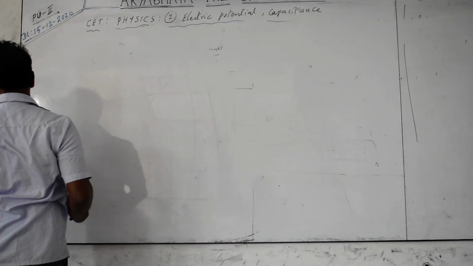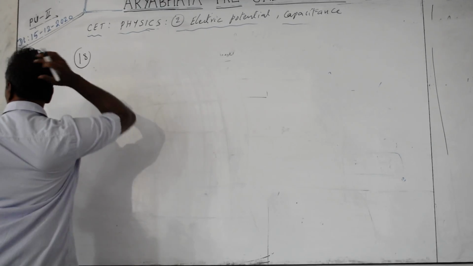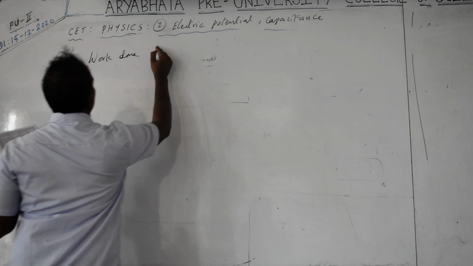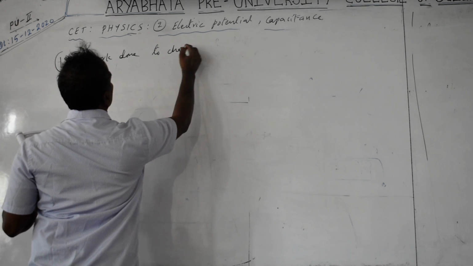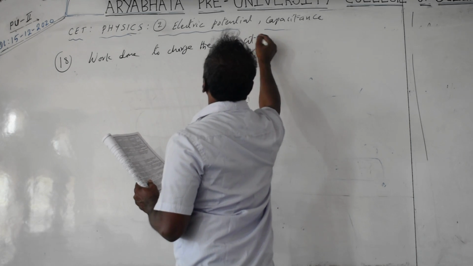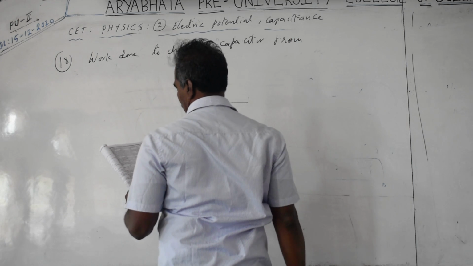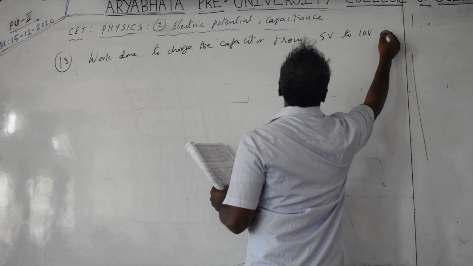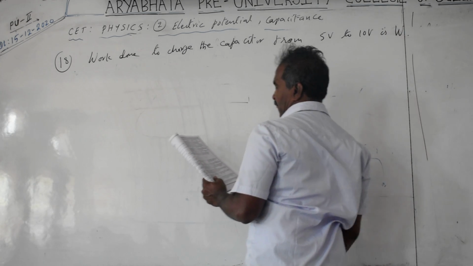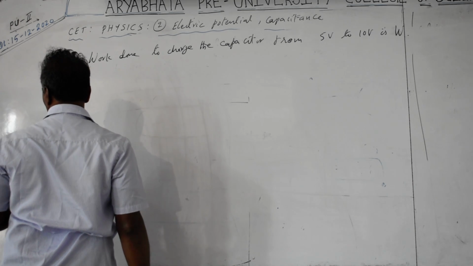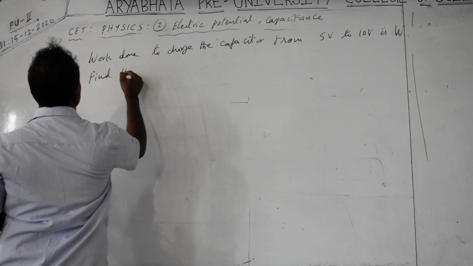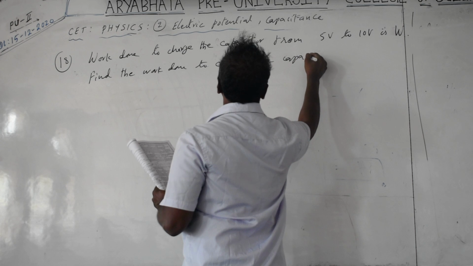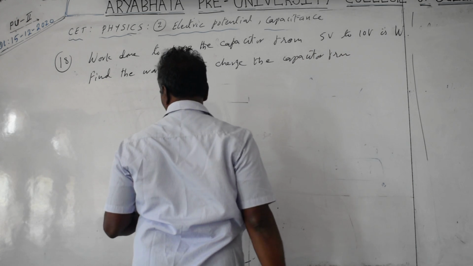Next, 18th question. Work done in charging a capacitor from 5 volts to 10 volts is W. Work done to charge the capacitor from 5 volts to 10 volts, which means doubled, is W. Find the work done in charging the capacitor from 10 volts to 15 volts.